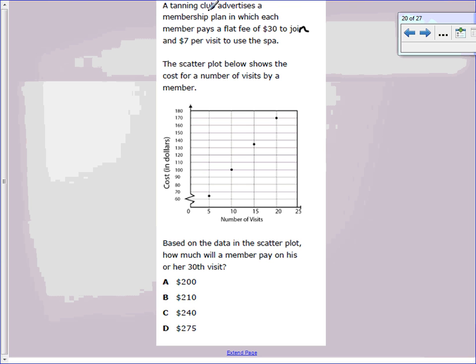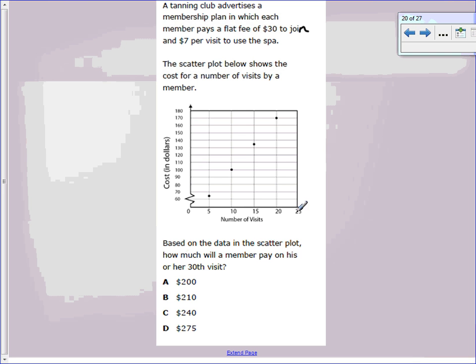A tanning club advertises a membership plan in which each member pays a flat fee of $30 to join and $7 per visit to use the spa. The scatter plot below shows the cost for a number of visits by a member. Based on the data in the scatter plot, how much will a member pay on his or her 30th visit?